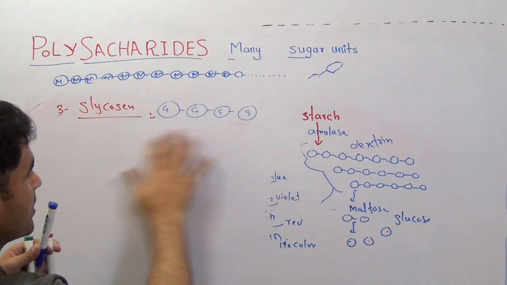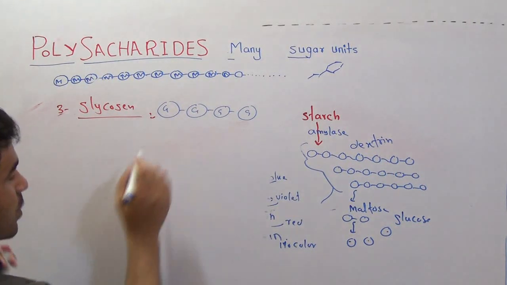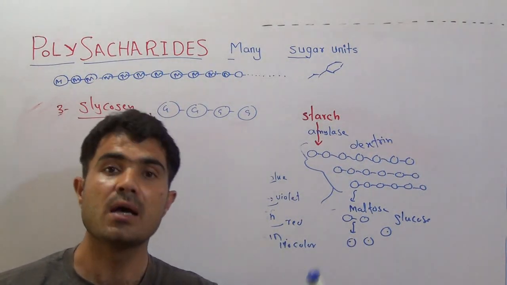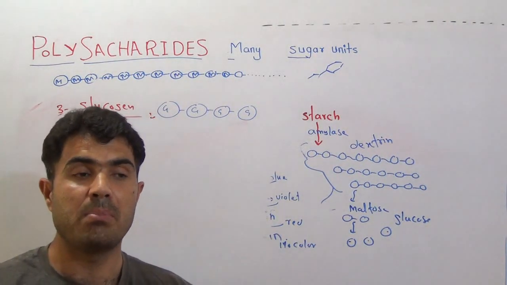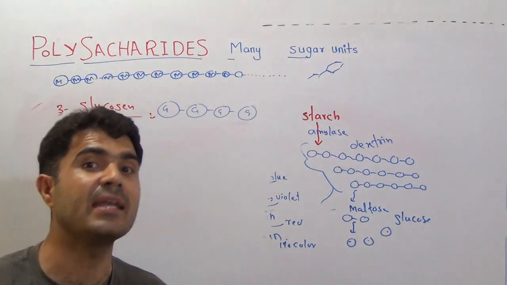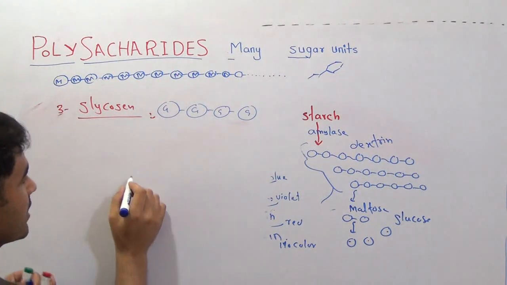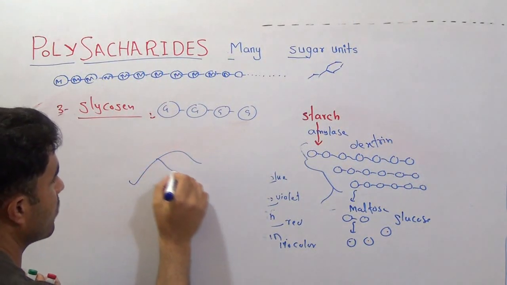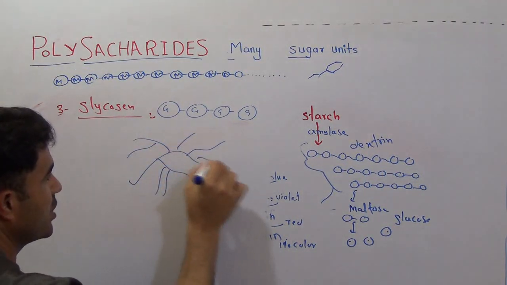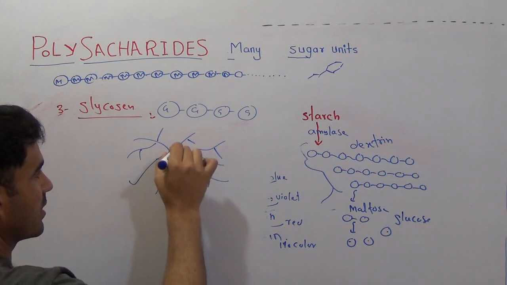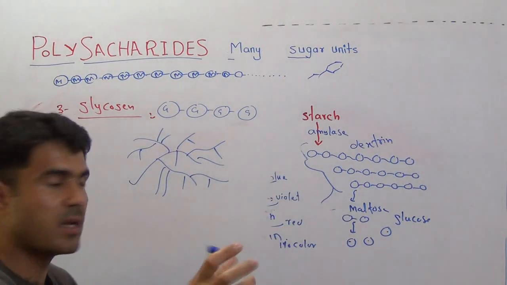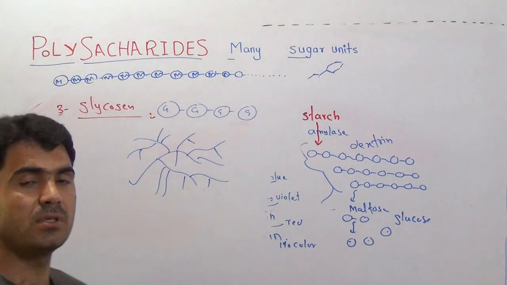So glycogen has many glucose units, and one more difference between starch and glycogen. Starch contains branches, yes. Glycogen also contains branches, but the branches are so many as compared to starch. So here, if I write, this is one chain, one branch, another branch, another branch, so many branches are there. This is another difference of glycogen with starch. Starch has fewer branches, glycogen has many branches.